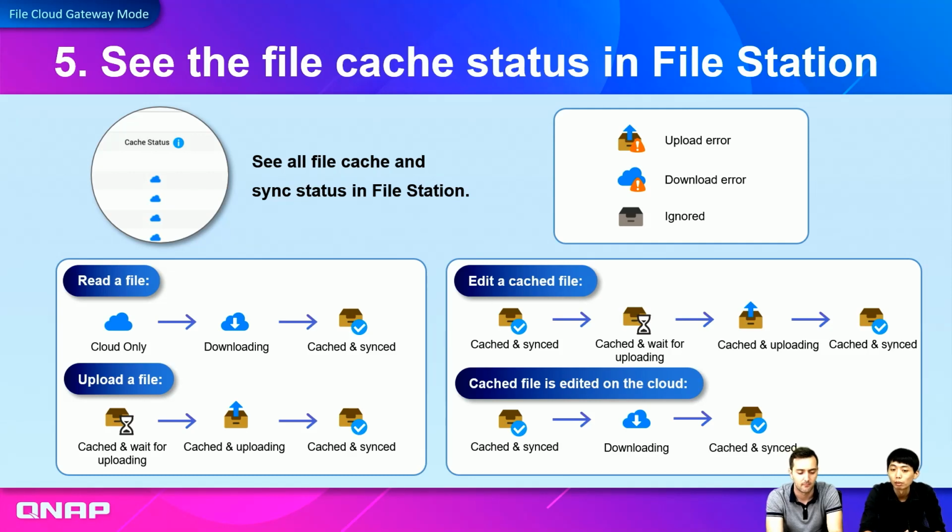In this part we talk about how we can know the file cache status and the sync status in File Station. And here we show you 4 scenarios. The first scenario is if we read a file, at the first time the file is on the cloud, so the status will show you this is on the cloud only. And then we double click to open it, and the file is going to download. After download, the file is already cached and synced.